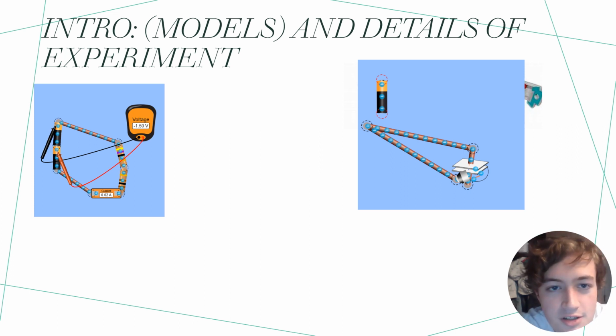So, the introduction to models and details of experiments. Basically we had two main models during this. On the left, we have the first one with two batteries, a voltmeter and ammeter, and two resistors. And on the right, we have one that had a battery, a capacitor, and a light bulb.